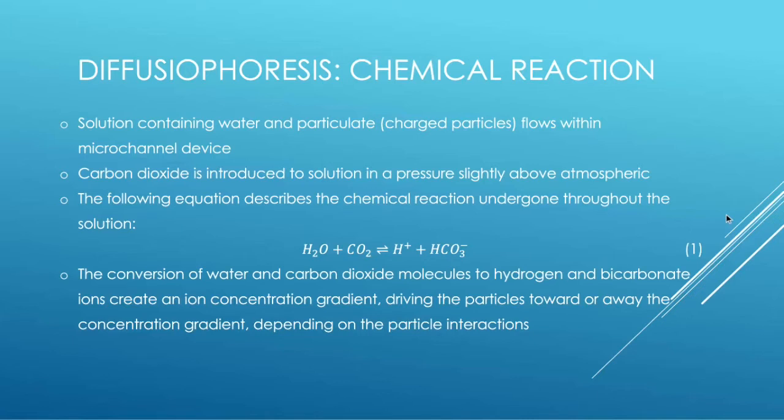The solution containing water and particulate, those are the charged particles, flows through the microchannel device. Carbon dioxide is introduced to the solution at a pressure slightly above atmospheric, usually about 1.1 atmospheres. The following equation relates the chemical reaction that occurs inside the microchannel: water plus carbon dioxide yields a hydrogen ion plus a bicarbonate ion. The conversion of water and carbon dioxide molecules to hydrogen and bicarbonate creates that ion concentration gradient. This will, again, drive those particles in a direction.